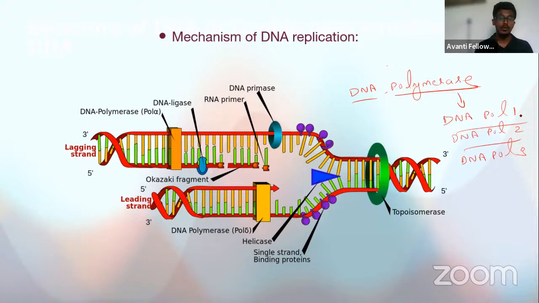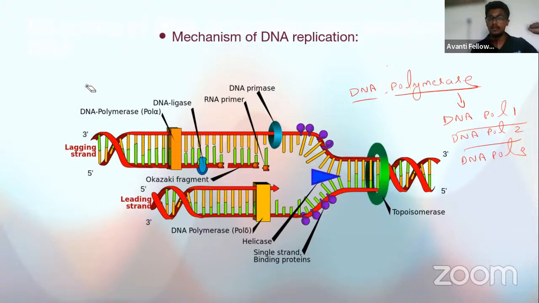But what about eukaryotes? Eukaryotes also use DNA polymerase, but we denote them as alpha, beta, gamma, delta, and epsilon. Sorry, my symbols are very bad, but you understand, right? In eukaryotes, the DNA polymerase is a little more complex, and it is made up of subtypes like alpha DNA polymerase, beta DNA polymerase, gamma DNA polymerase, delta DNA polymerase, epsilon DNA polymerase.